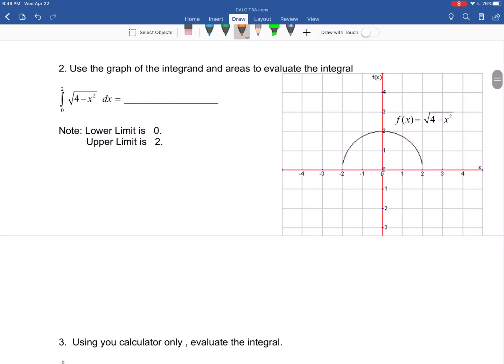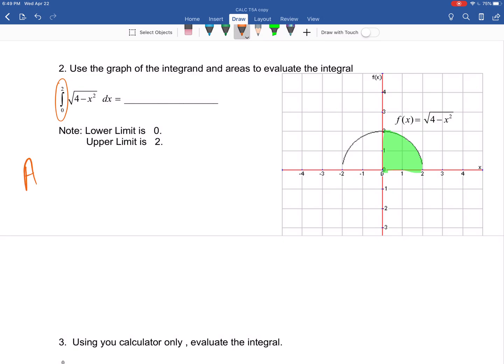Okay, what about our second one? Look at the limits, right here, 0 to 2. That's where we're looking. From 0 to 2, it's above the x-axis, so the answer is going to be positive. But how much of a circle is it? It's only a quarter of a circle.